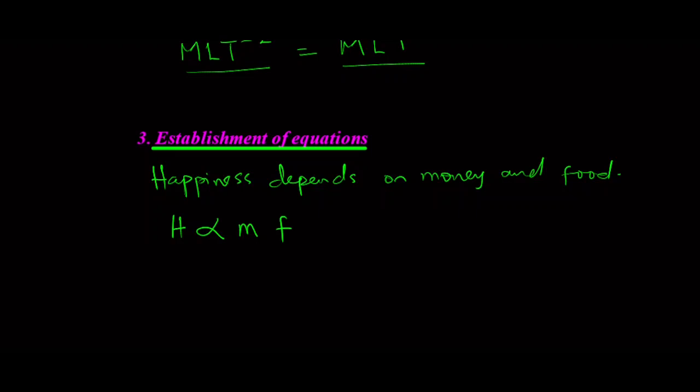So after writing it in mathematical form, the next thing is to remove the proportional sign and introduce a constant. So writing it as H equals K, and I write MF. The next thing is to give the independent variables power. What are the independent variables? The independent variables are mostly the variables that are always on the right hand side, for example, money and food, while the dependent variable is always on the left hand side. That means happiness is a dependent variable and it is depending on money and good food.